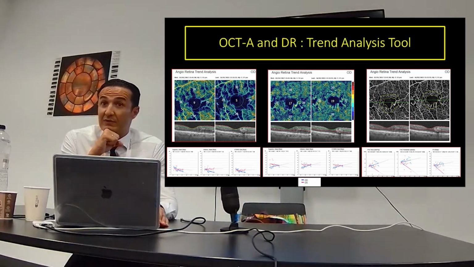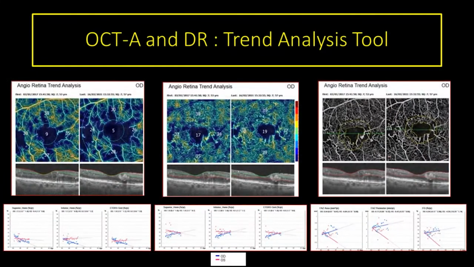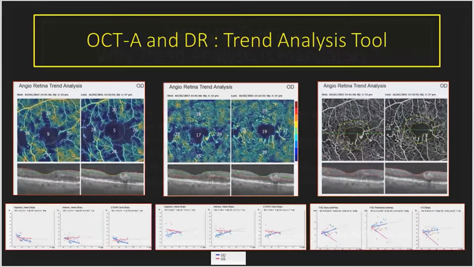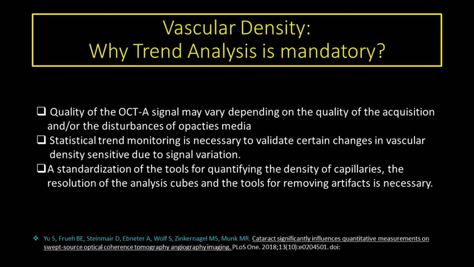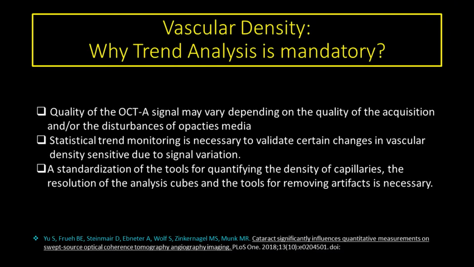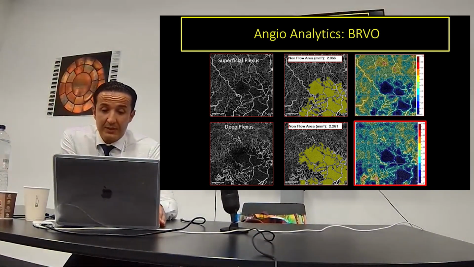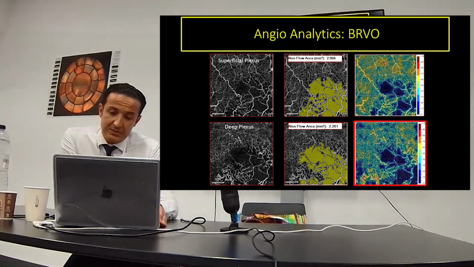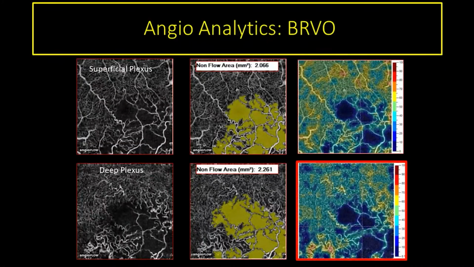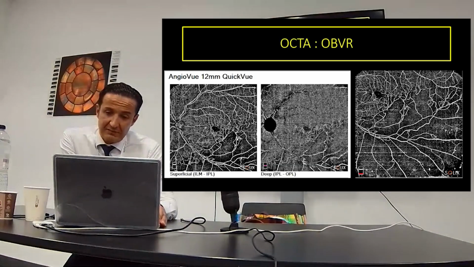And it's mandatory to have a trend analysis, because when you perform OCT angiography, sometimes you have some variation of the signal due to the acquisition or disturbance of the opacities media, and this statistic trend is necessary to validate changes in vascular density due to the signal variation. And you can quantify the area of capillary dropout and quantify the vascular density for superficial plexus and the deep plexus, and you can also check the peripheral area of capillary dropouts, like in this case of BRVO.